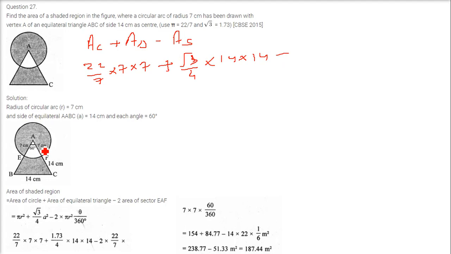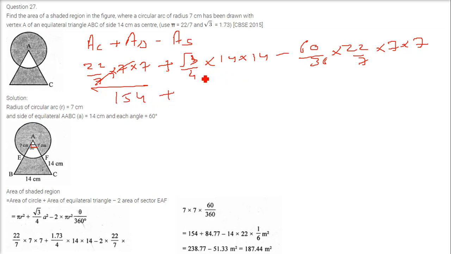Now what is the area of this sector? Because the angle is given, it will be theta by 360 into pi r square. What is pi? 22 by 7. And r is 7, so 7 into 7. This comes to 154, this comes to 84.77, and this comes to 360. This comes to 14 into 12, so this is 51.3. When you compute this, it comes to 187.44 meters square.